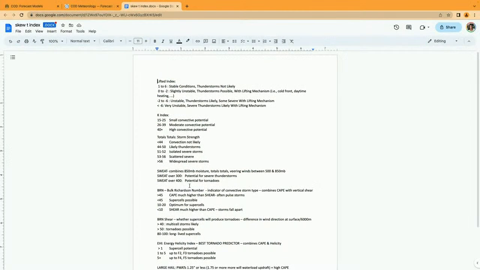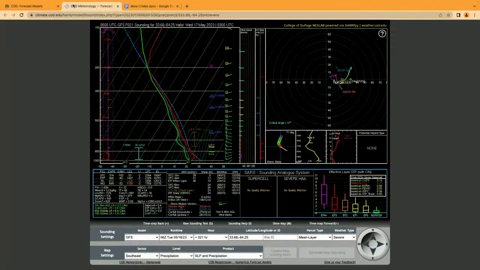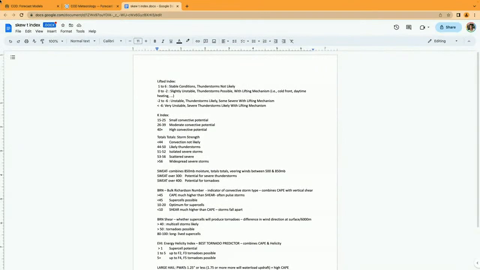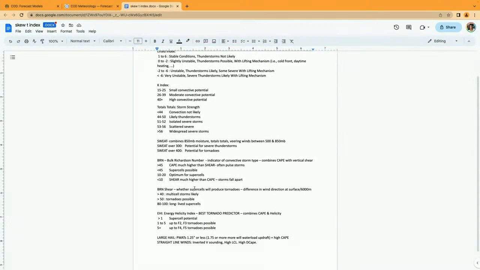Okay, let's go back to the Skew-T. Going down the list, the SWEAT index. Let's see, do they have the SWEAT index on here? They do not. Some Skew-Ts will, some Skew-Ts won't. The BRN is the bulk Richardson number. This combines the CAPE, which is a measure of the energy in a storm, with the vertical shear, which is just the winds at different speeds. This is a really good indicator for severe weather, BRN.